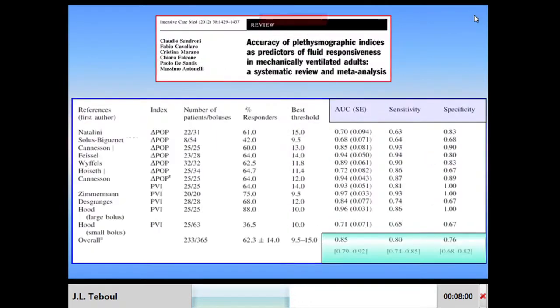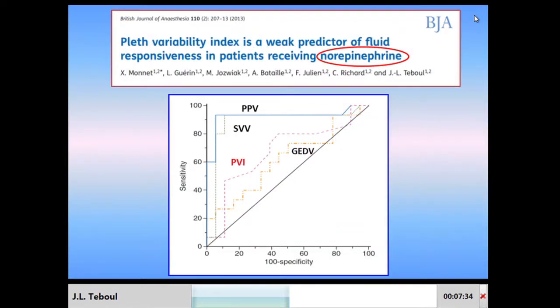It's not bad. Also, we can use the variability of the plethysmographic signal, using the pulse oximeter. It is a non-invasive device. Of course, it is good. This is a meta-analysis by the group of Massimo Antonelli from Rome. And they found an area under the curve of 0.85, which is good. Not excellent, of course, probably because some patients receive norepinephrine or vasopressors.